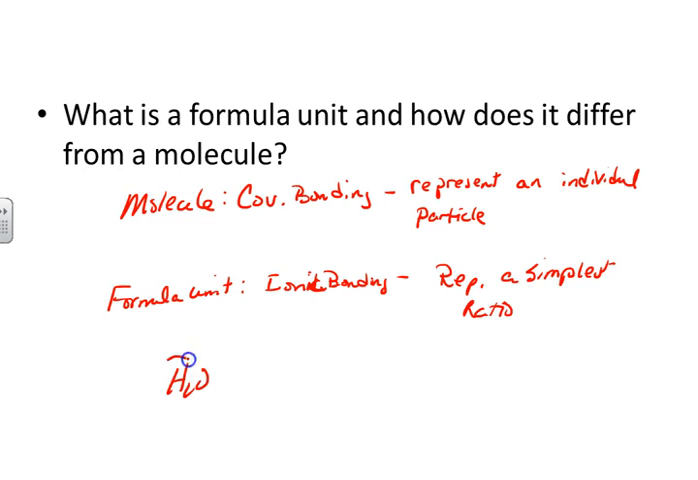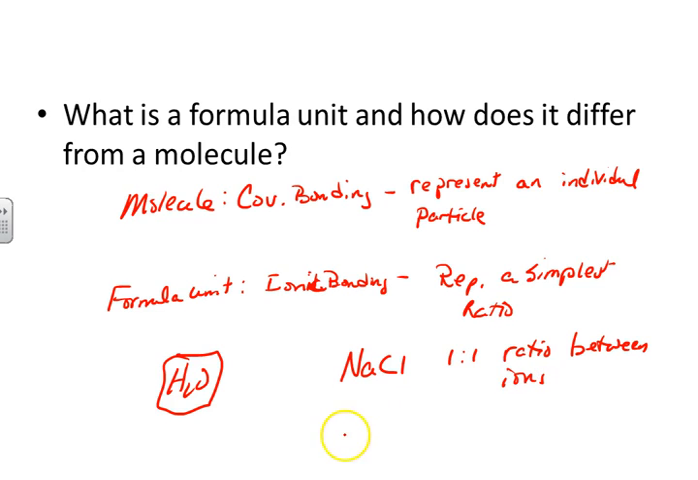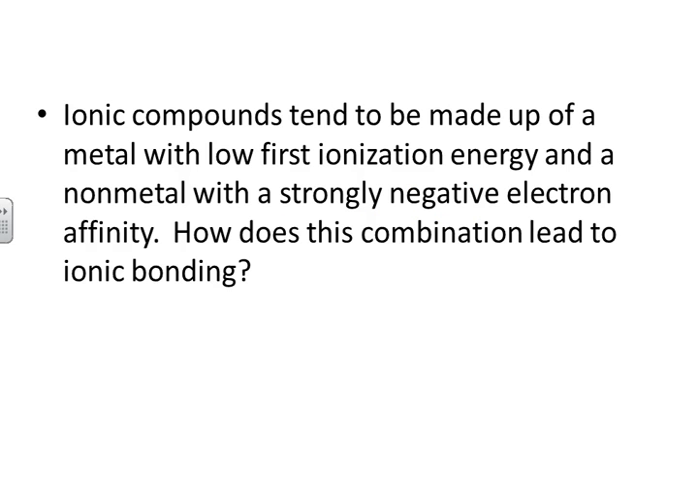H2O represents a physical object. Every water molecule can exist technically independent of other water molecules, even if it doesn't happen very often. One water molecule should be able to exist independently. On the other hand, if we have something like NaCl, NaCl represents a 1-to-1 ratio between ions. This is not something that we would expect to find in nature, but it is the simplest ratio. So one's a ratio, one's a physical object.